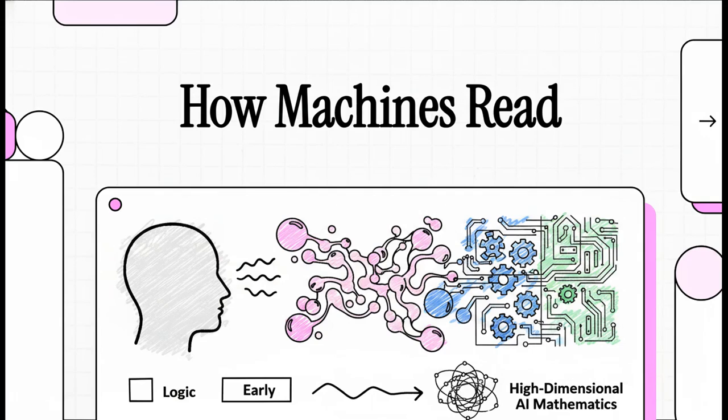Welcome back to another explainer. Today, we're diving into a genuinely wild concept. How exactly do we teach a rock infused with lightning, a computer, to actually read? We're going to break down the various approaches for analyzing texts, tracing the massive leap from early, super rigid logic systems right up to the fluid, high-dimensional math that drives modern AI.